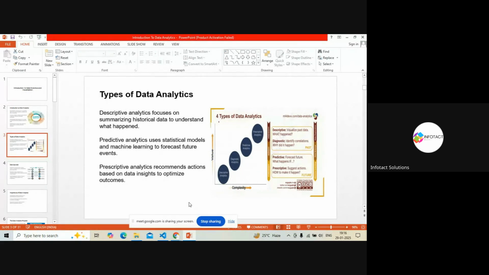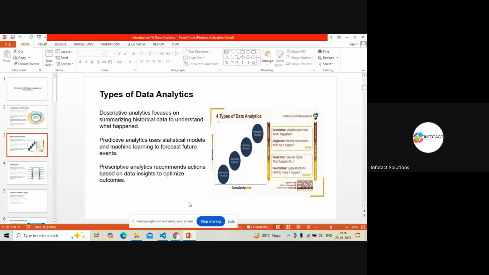What are the key techniques used in diagnostic analytics? There is a technique called drill down analysis, correlation analysis, and root cause analysis, that is RCA. Some common examples are identifying the reasons for a sudden drop in sales, analyzing customer churn to find out common reasons for leaving, and detecting causes of manufacturing defects. Okay, that is diagnostic.